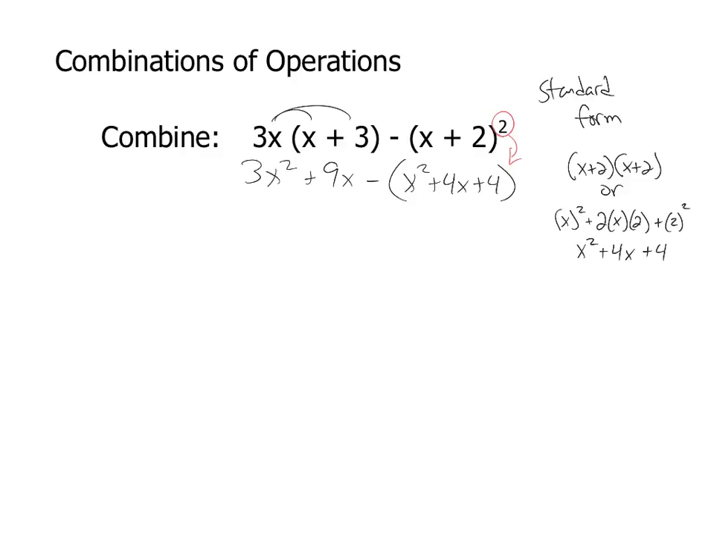So now let's distribute that negative sign through our polynomial. And we'll get a negative x squared, a negative 4x, and a negative 4. And we're going to combine that with a 3x squared plus 9x. And now we just group together those like terms. I have a 3x squared and a negative x squared, and that's going to bring me down to a 2x squared. I also have a positive 9x and a negative 4x, and that's going to give me a positive 5x. And then finally, we're going to bring down that negative 4, and that is my final answer.